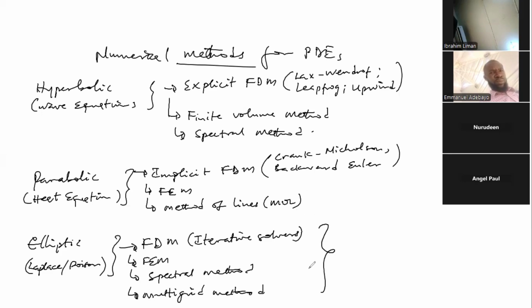Now, why do we prefer these methods for elliptic partial differential equations? Well, they efficiently solve global equilibrium problems because we are talking about steady state solutions, right? So these methods work well for irregular boundaries. But are they the best? Well, they're okay, they're fair.